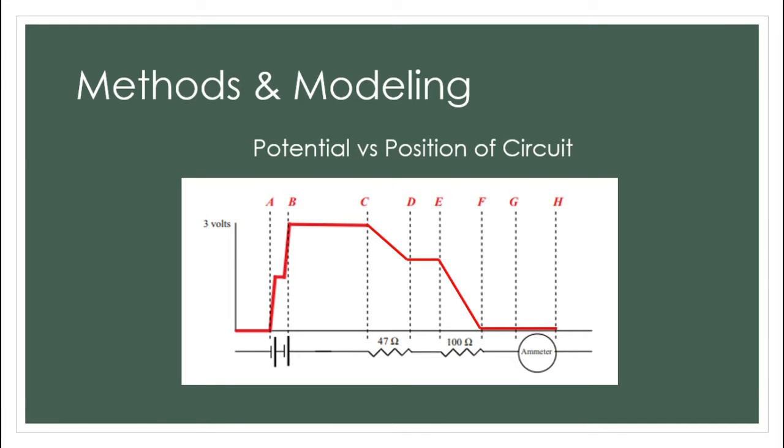So this was just a model of the potential versus position of the circuit. So we know it started out as 0, and as we go through the batteries, it goes up linearly, and then it levels off until it gets to the first resistor. At the first resistor, if you calculated the potential, it would be about -1, and then it's going to be constant until the second resistor, and that's going to take it to 0, because in this ideal circuit, the ammeter has 0 resistance.